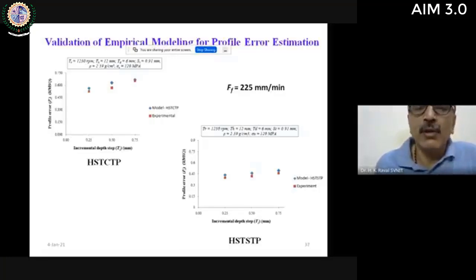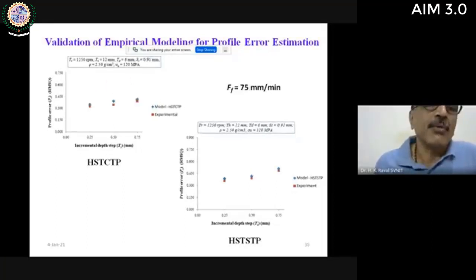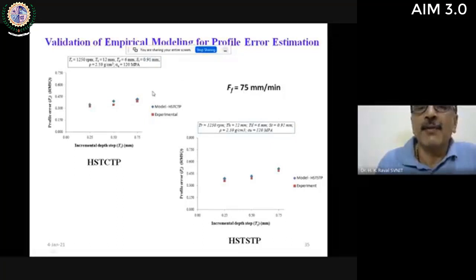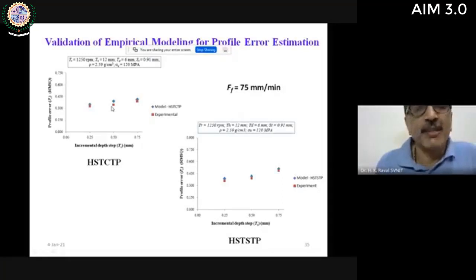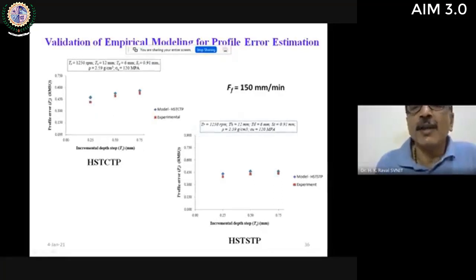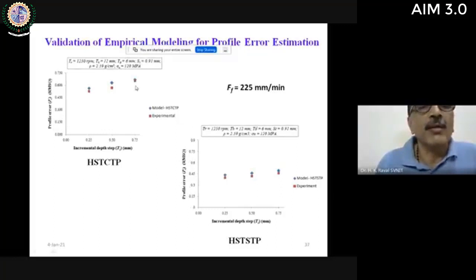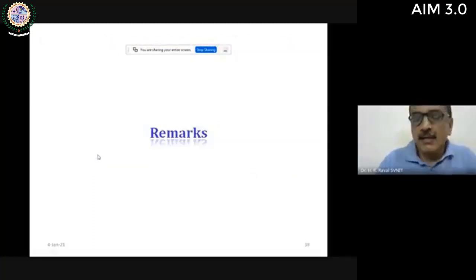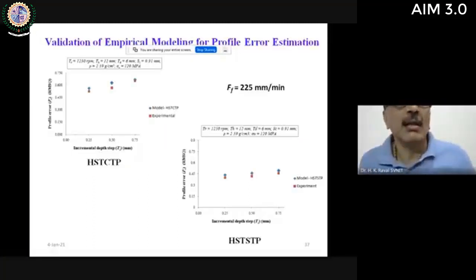One very useful piece of information one can gather from here is that as the feed increases, the profile error increases. If the feed is 75, the profile error is somewhere in the range of 0.3 to 0.4, which is a root mean square error. But as soon as you increase the feed to 150, the error rises from 0.35 to 0.5 onwards, and here it further rises to 0.5 to 0.65. So the takeaway is that as feed increases, your error also increases.